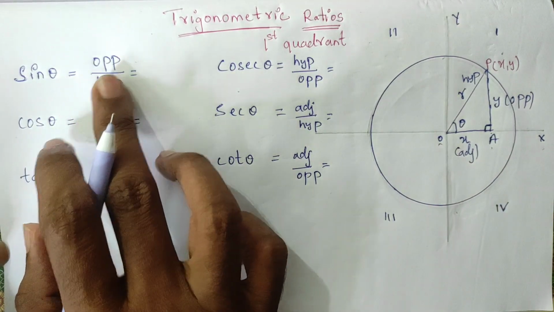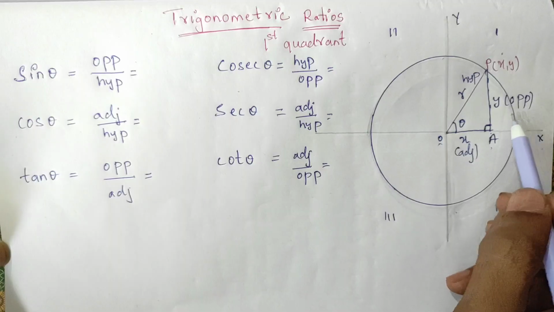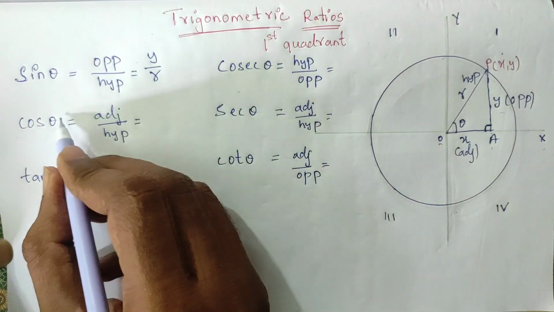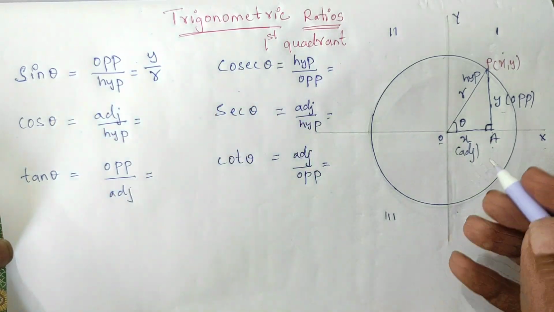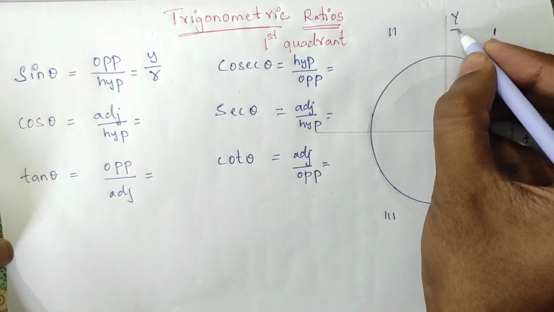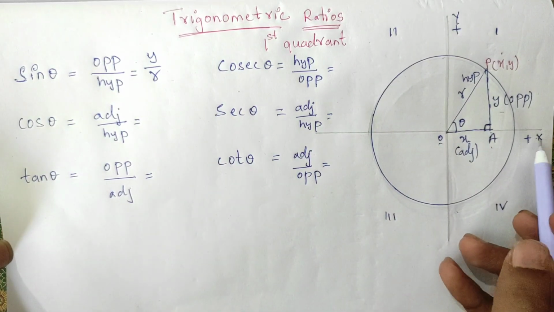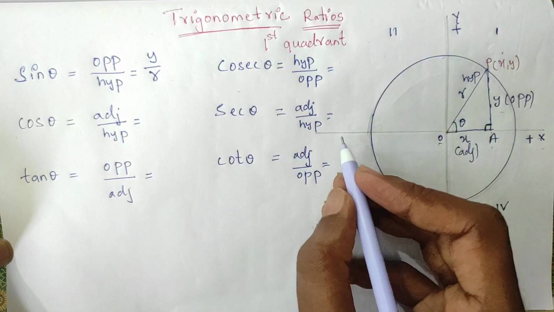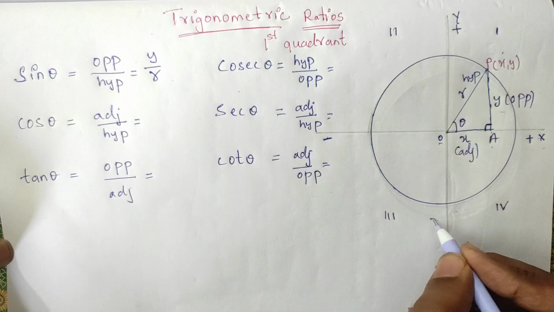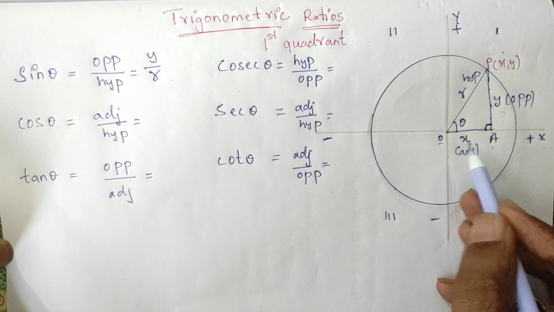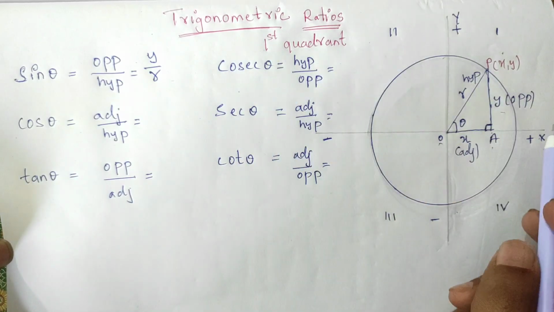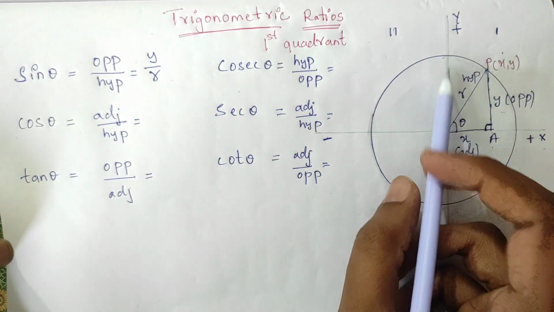Sin theta is nothing but the ratio of opposite by hypotenuse. What is opposite here? Opposite is y. And hypotenuse is what? r. So sin theta is nothing but y by r. And we know that in the first quadrant, the x direction is positive and the y direction is also positive. In the second quadrant, x is negative and y is positive. In the third quadrant, x is negative and y is also negative. In the fourth quadrant, x is positive and y is negative. So we are considering the first quadrant, where both x and y are positive.